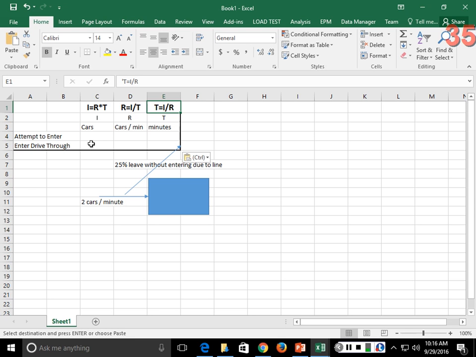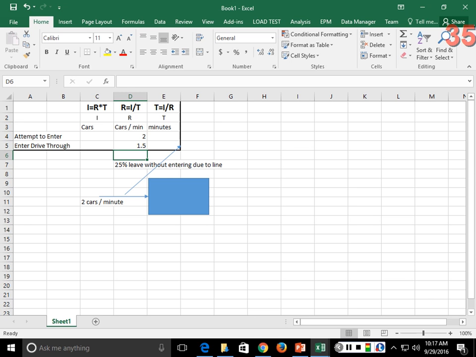Okay, so how many cars per minute are attempting to enter? We've got 2 cars per minute, right, that are attempting to enter. And how many of those actually get into the drive-through? How would I calculate that? So think of the blue boxes, they're in the drive-through, they're going through the drive-through process, right? 25% exit before I ever even get there. So how many are actually entering the drive-through process? 0.75. Yep, so 2 cars times 0.75, right, gives me 1.5 cars are actually entering the process, okay?